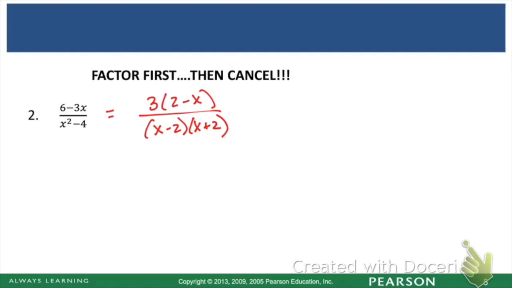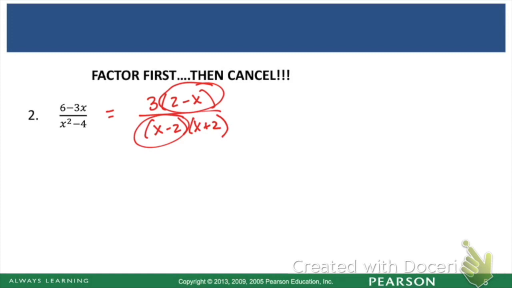And you're looking at your factors and seeing if there's anything the same. These look so close to each other, but they're not the same. On the top, the x is negative, and on the bottom, the x is positive. On the top, the 2 is positive, on the bottom, the 2 is negative. So they're very close, but they are not exactly the same, and so you cannot cancel them. But you can get a little creative.